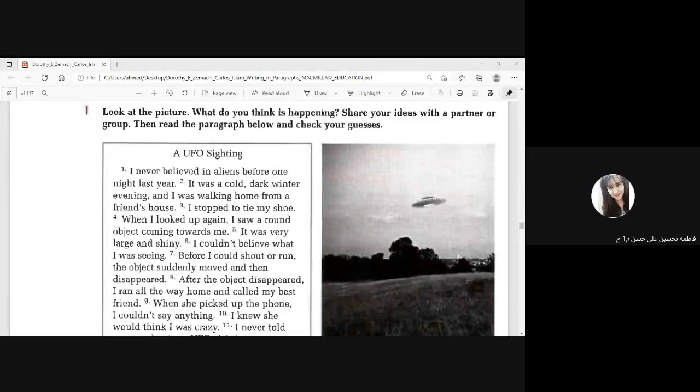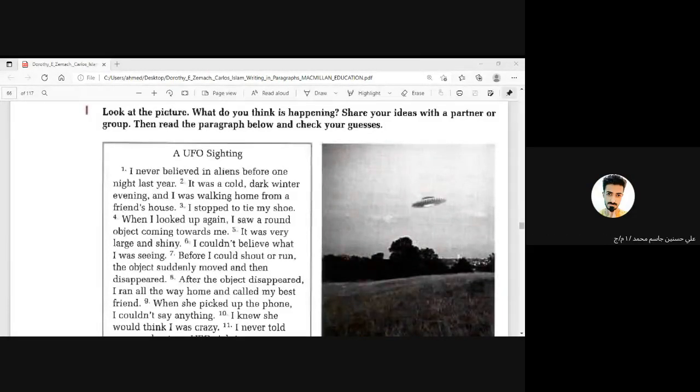I stopped to tie my shoe. When I looked up again, I saw a round object coming toward me. It was very large and shiny. I couldn't believe what I was seeing. Thank you very much, Fatma. Yes, Ali Hassanin, please.